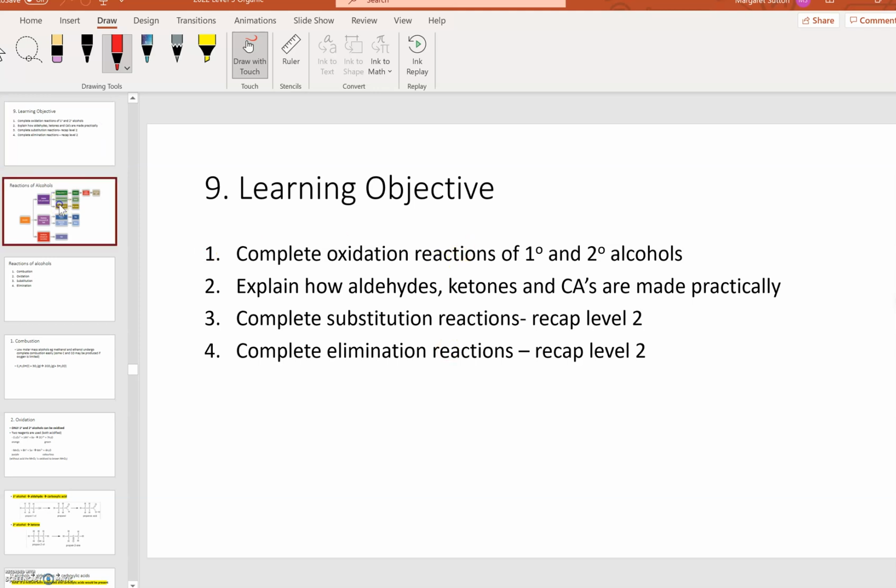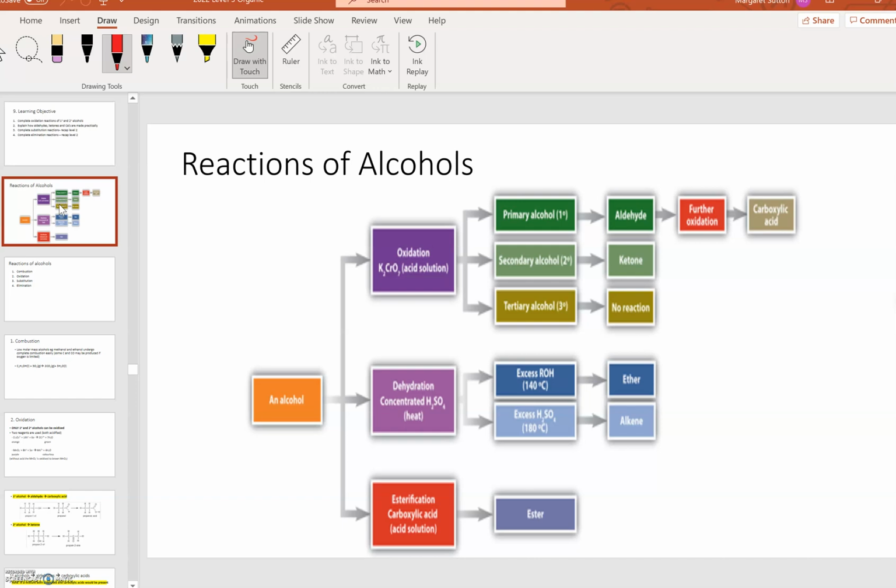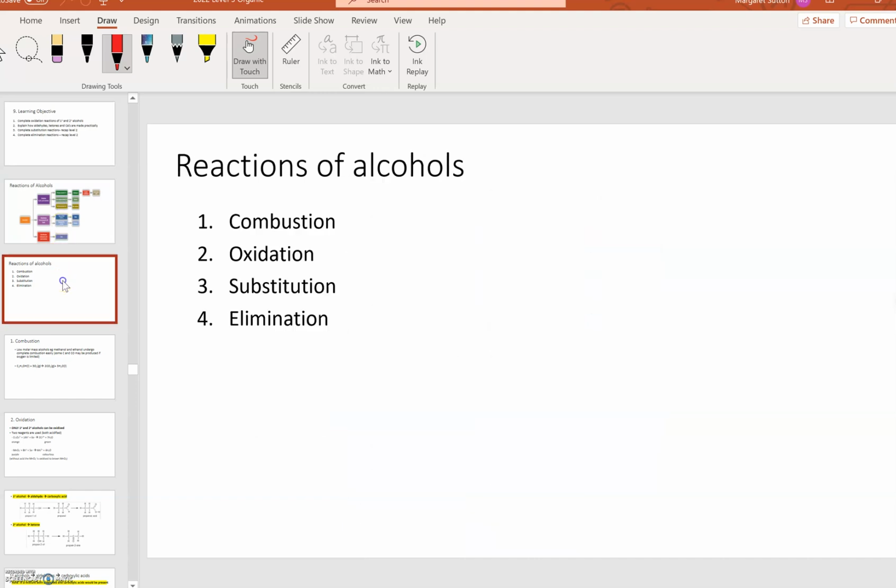So, let's just jump on into it. You've done some of these last year, which is really cool. The four types of reactions of alcohol are combustion, oxidation, substitution, and elimination. Luckily, you've done combustion before, and you learned about combustion at level 1 when you did carbon 1.3. Alcohols generally completely combust, which means they produce water and carbon dioxide.